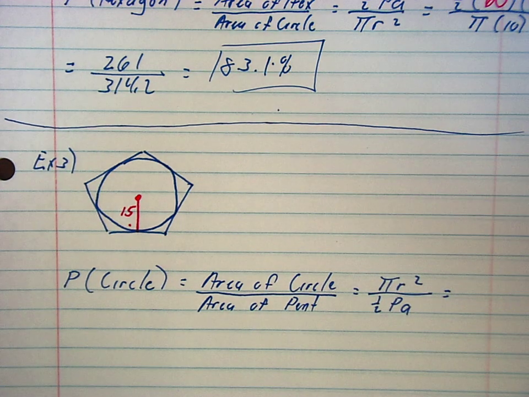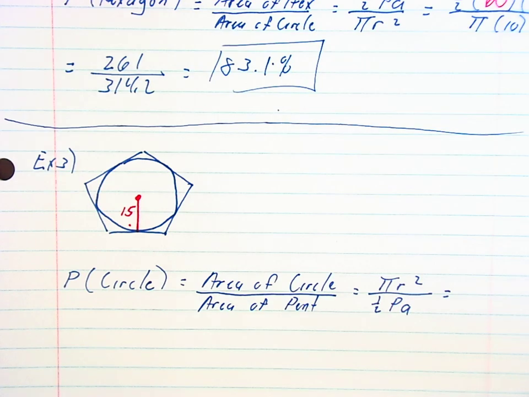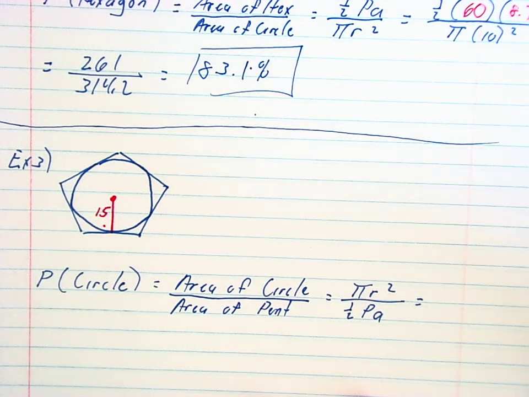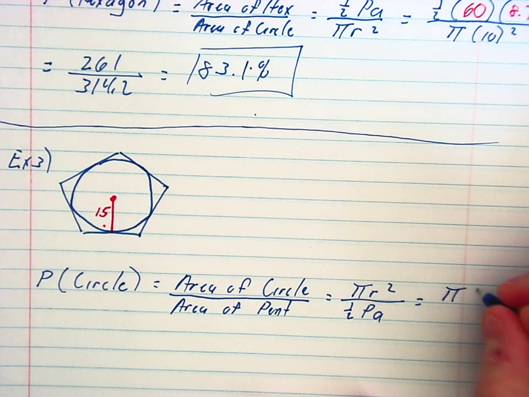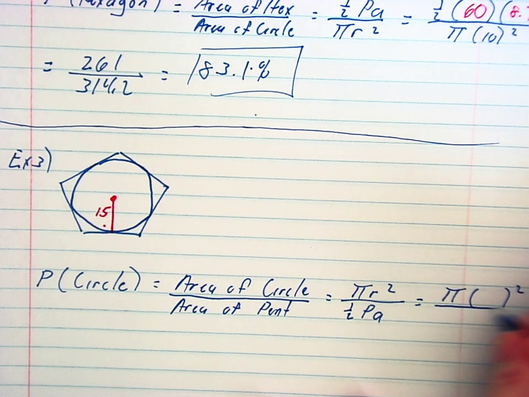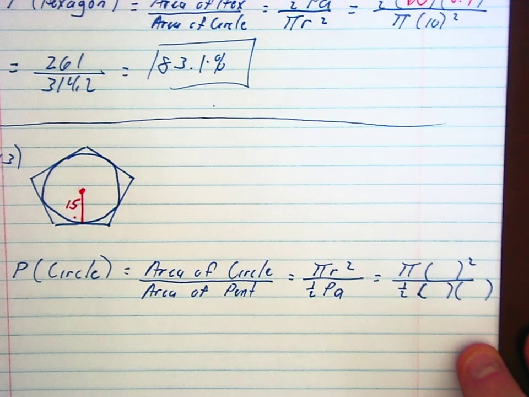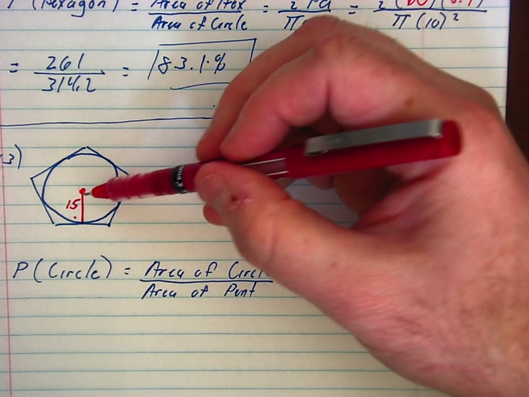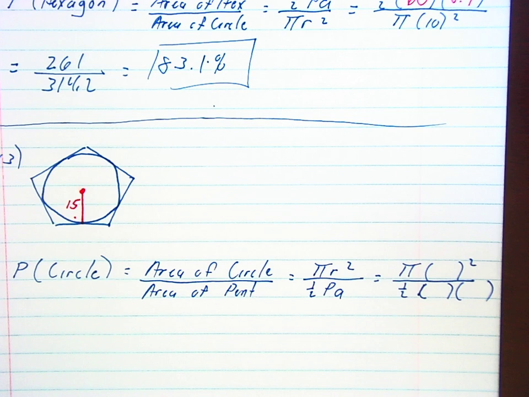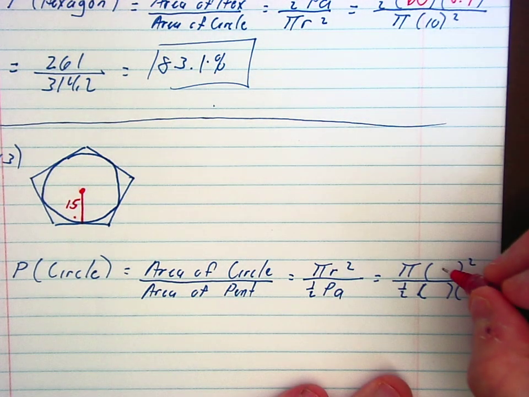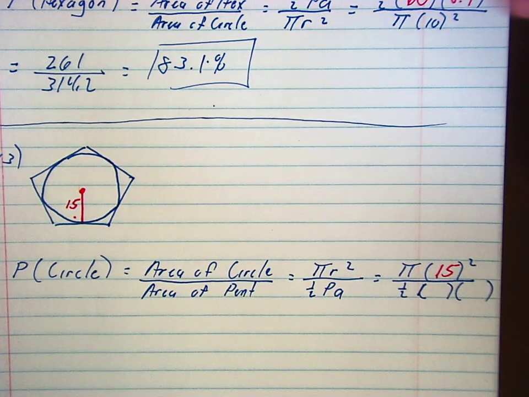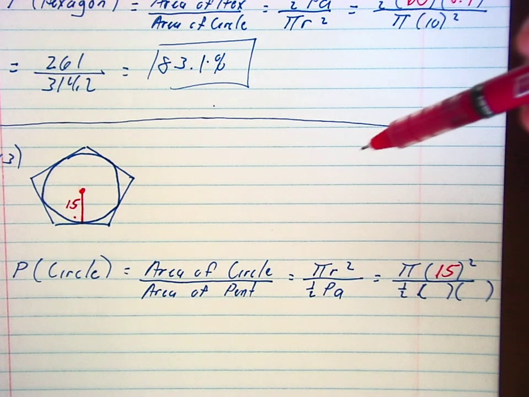So look at what I gave you and decide if you have any of that stuff. So this one I need pi times radius squared. This one I need 1/2 times the perimeter times the apothem. All right, so that 15, is it any of those? I look at it, it goes from the center, it touches the circle, that's called the radius. So that would be the radius of the circle. So that's gonna go here, 15. Is it anything for your pentagon though?